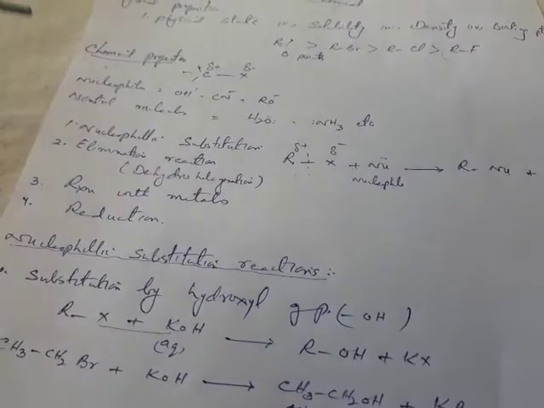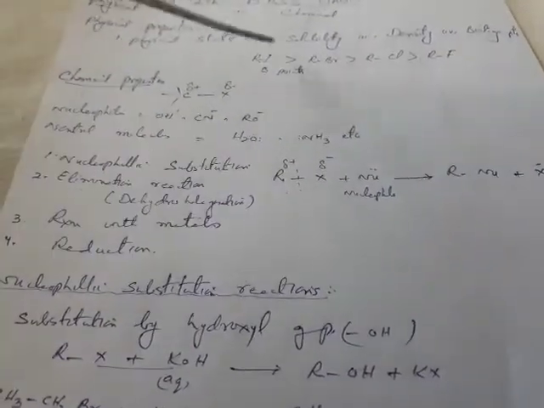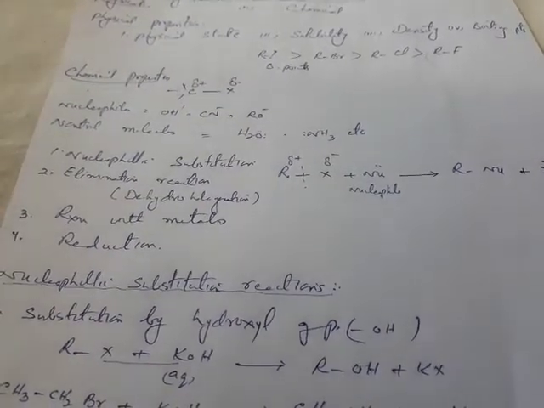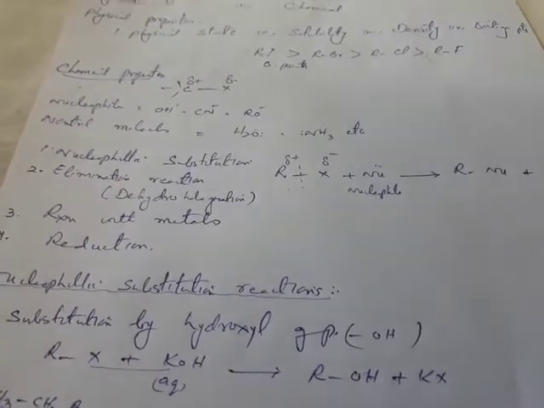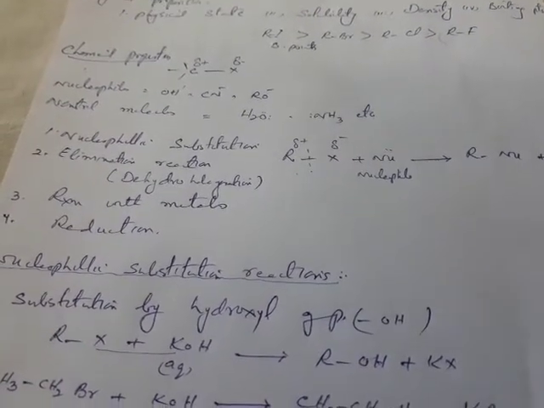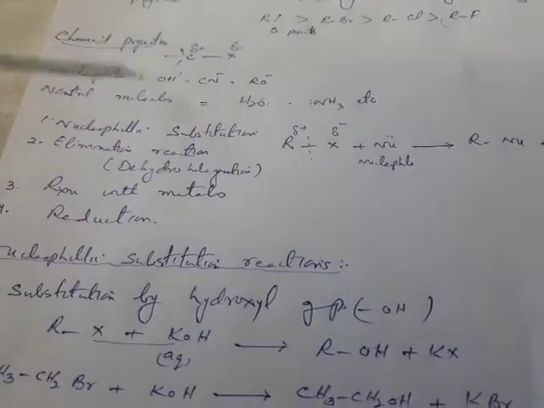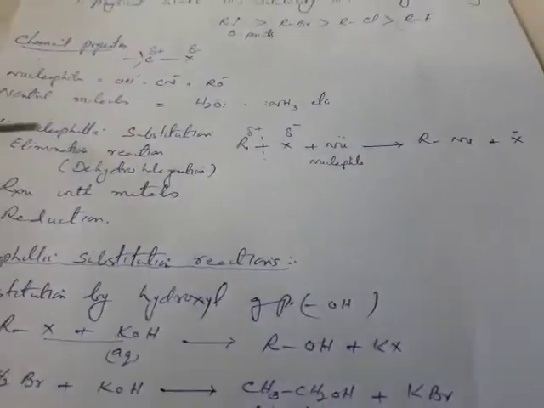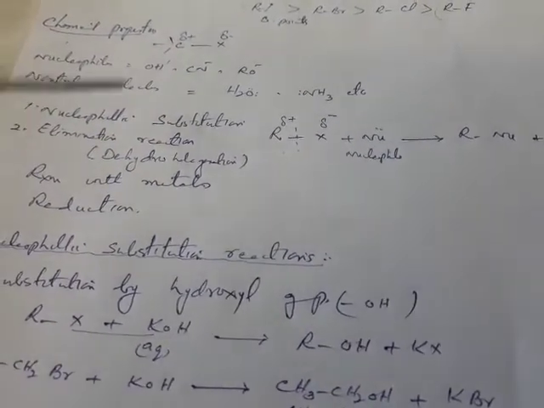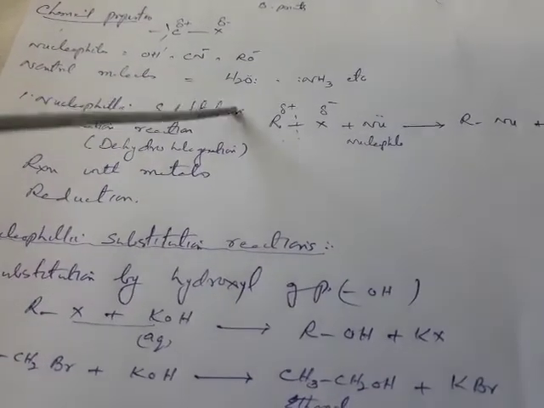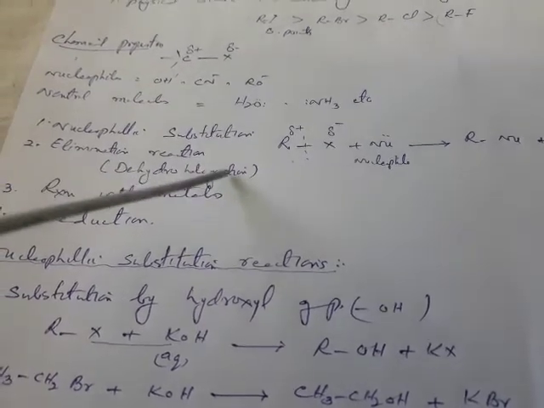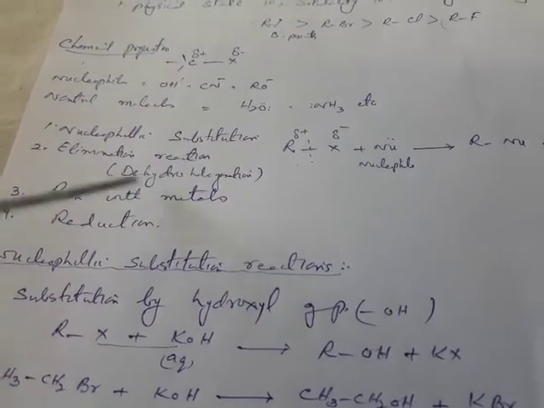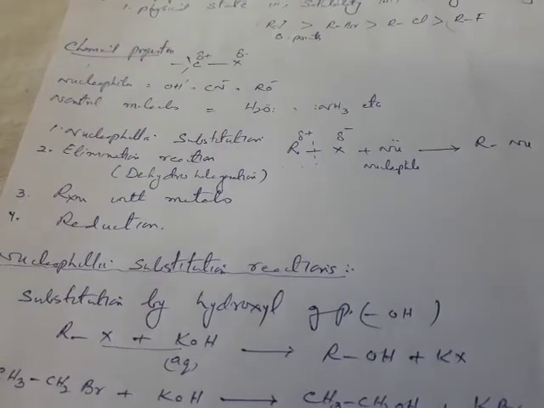Now, these were the physical properties. As far as the chemical properties of these alkyl halides are concerned, chemically they are extremely reactive in nature. As far as the reactions of these alkyl halides are concerned, we have various types of chemical reactions. We have nucleophilic substitution reaction, we have elimination reaction, which is also known as dehydrohalogenation. Then we have reaction with metals. Then we have reduction.